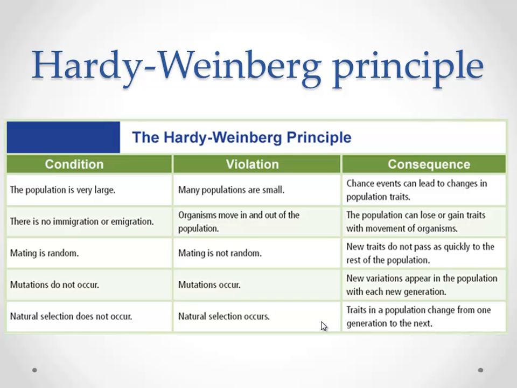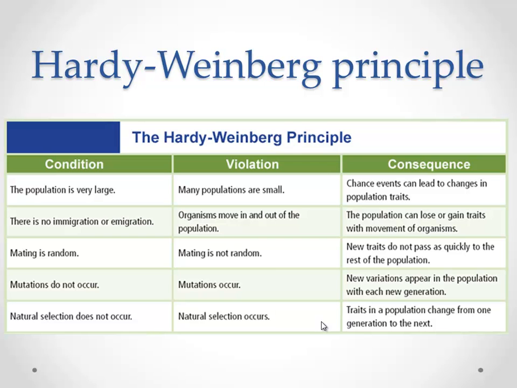The third condition is that mating is random. We don't pick a lottery to say you are going to mate with individual number 333. It is non-random. All organisms pick who they want to have as their mate.